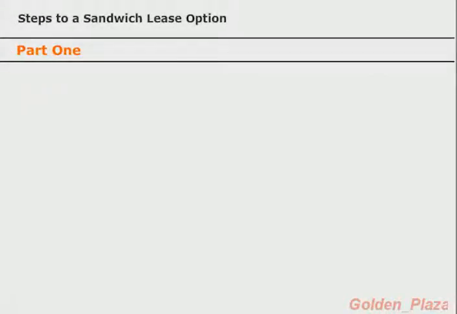Great. We have just talked about several ways to make a good profit using sandwich lease options in a variety of settings. Hopefully, you can see that when done correctly and even creatively, there's really no way that you won't make money with sandwich lease options. But let's take a minute and go through the entire process step by step so that you can see exactly how a deal plays out. To better illustrate the process, I will break it into 2 parts.